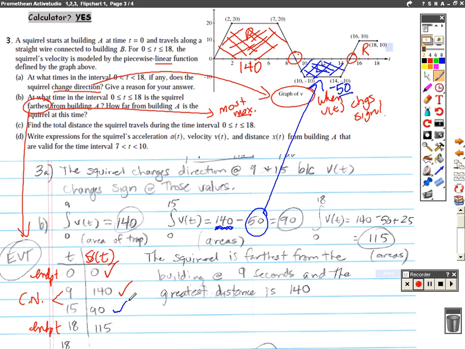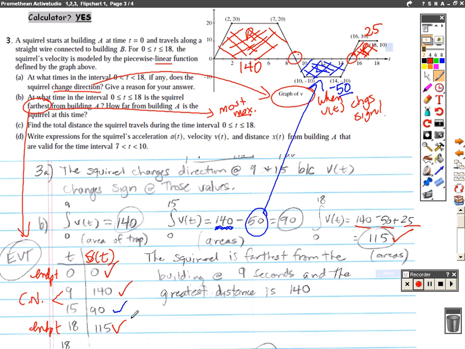And then finally, if I want to know where the squirrel is at 18, I'm going to go back, I'm going to find the area of another trapezoid. So I'll take the 140 that I started with already, subtract the 50 that I found in 0 to 15, and then this area right here is 25 more units. So I add it in, and so now I know that the squirrel is at 115.